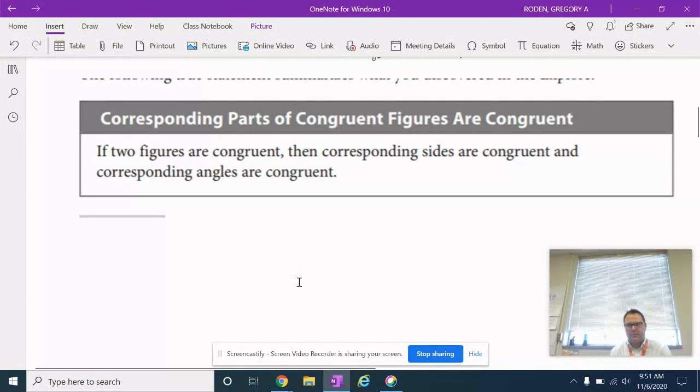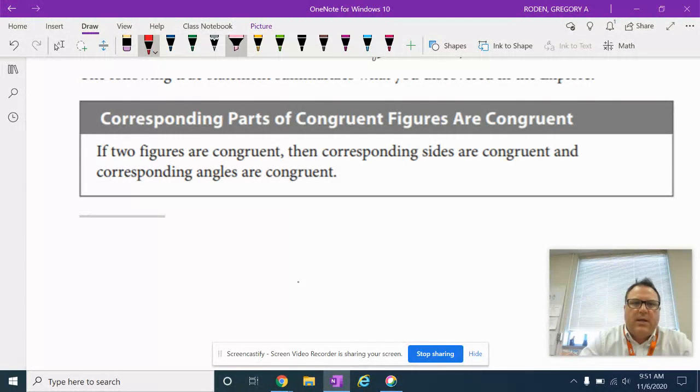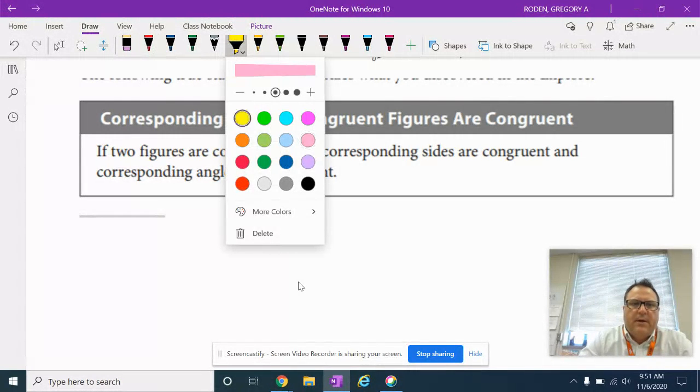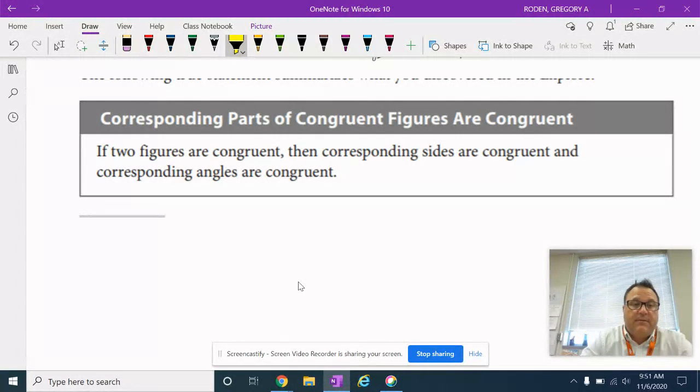Okay, so here's the first thing I want you to write down. Corresponding parts of congruent figures are congruent. And if you take the first letter of each word, you will see, at the beginning of this video, I said CPCTC very fast. Well, where did I get this whole CPCTC thing? CPCTC: corresponding parts of congruent triangles.